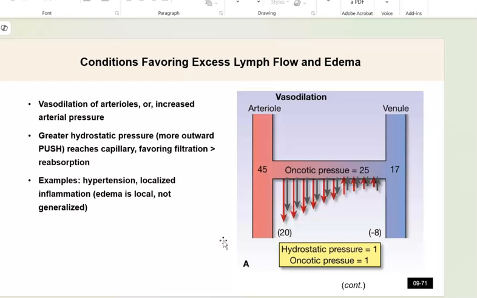So, these are conditions that are going to lead to excessive lymph flow and edema. When we have vasodilation of the arterioles or an increased arterial pressure, we have greater push, so greater hydrostatic pressure reaches the capillary, favoring filtration over reabsorption. So you're going to get the water to stay in the interstitium. If we have high blood pressure, that can cause swelling. If we have localized inflammation, edema is local but not generalized, and we can get swelling.